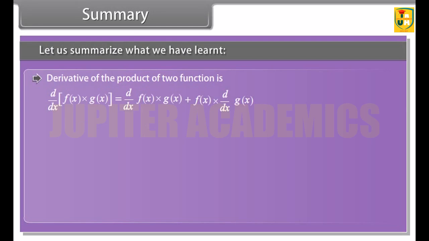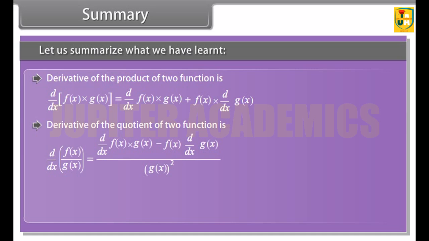Derivatives of the product of two functions is d by dx of f of x into g of x is equal to g of x into d by dx of f of x plus f of x into d by dx of g of x. Derivatives of the quotient of two functions is d by dx of f of x by g of x is equal to g of x into d by dx of f of x minus f of x into d by dx of g of x divided by square of g of x. If f of x is equal to x raised to the power n, then f dash of x is equal to n into x raised to the power n minus 1, where n can be any real number.